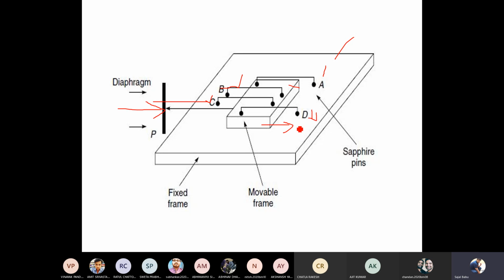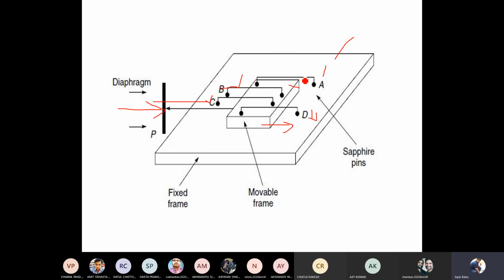So this will move my frame in this direction. Whenever my frame moves in this direction, the length of the B and C wires will elongate, right? You can see here, because it is fixed, it is pulling B and C in this direction. So you can clearly see the length of B and C will increase, and when this moves in this direction, the length of D and A will get reduced.